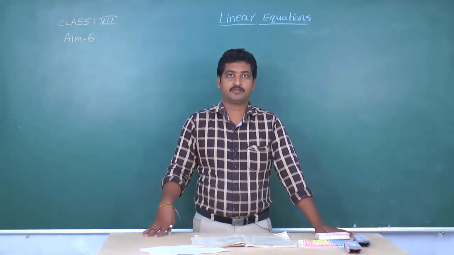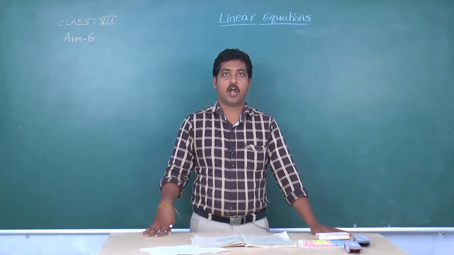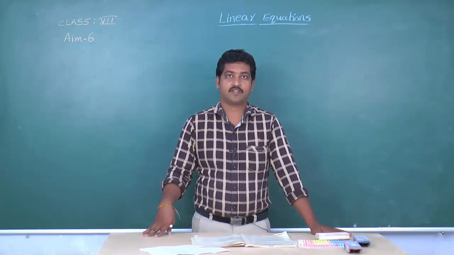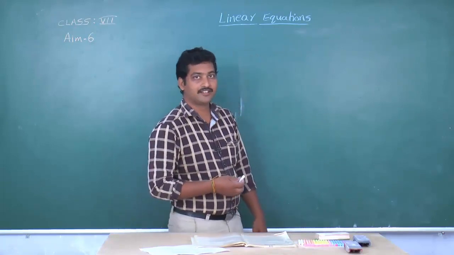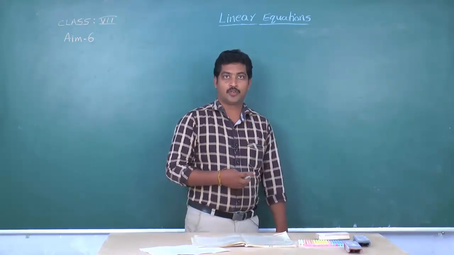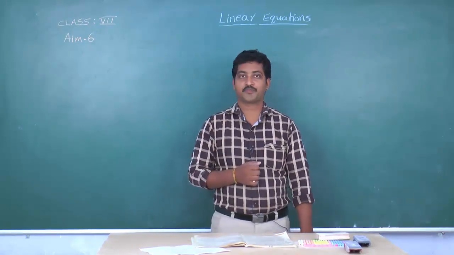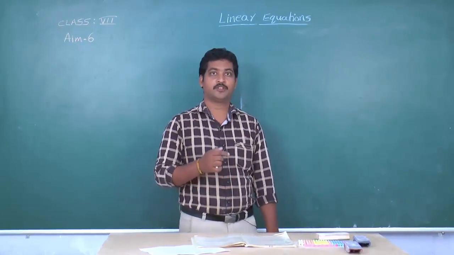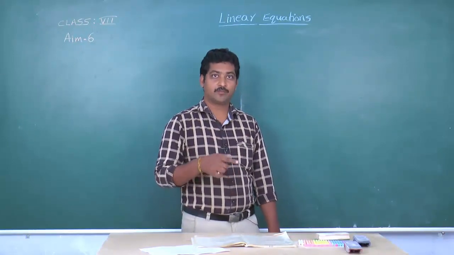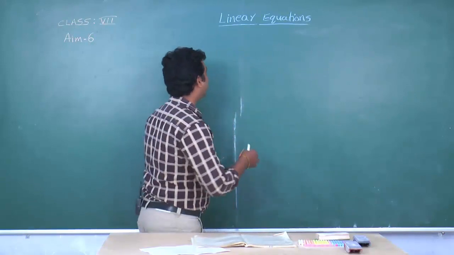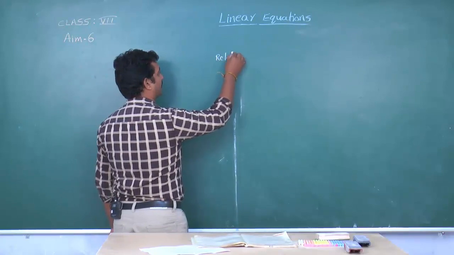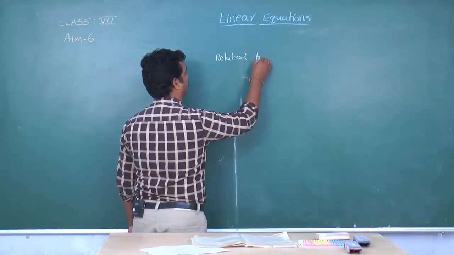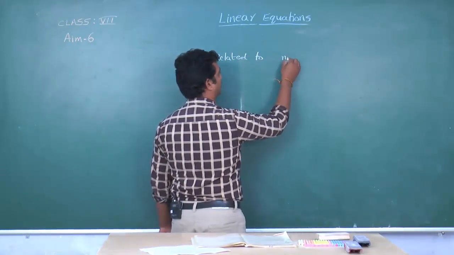In aim number 5, we have learned how to solve system of simultaneous linear equations. Now, using that knowledge, in aim number 6, we are going to solve verbal problems. These verbal problems are mainly related to numbers.